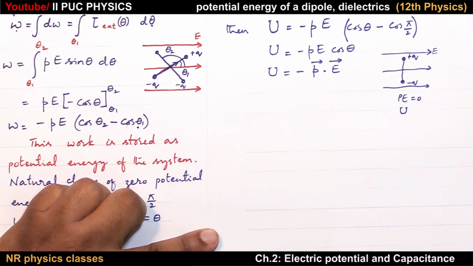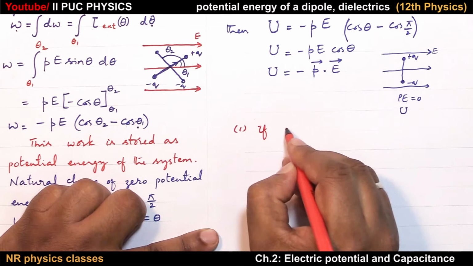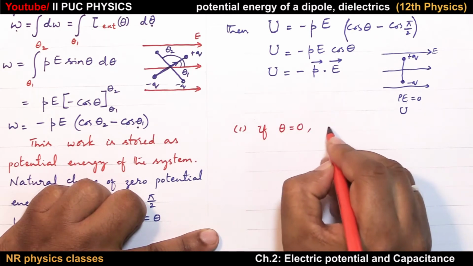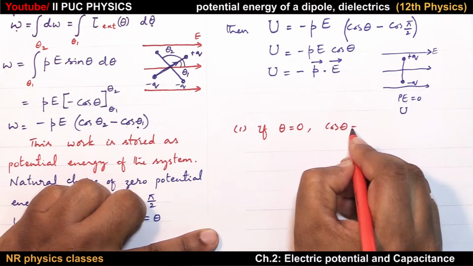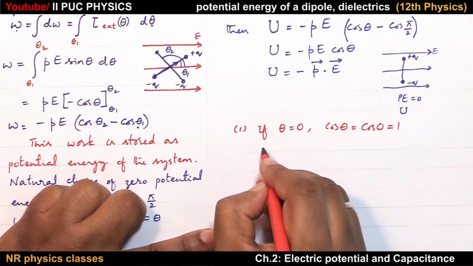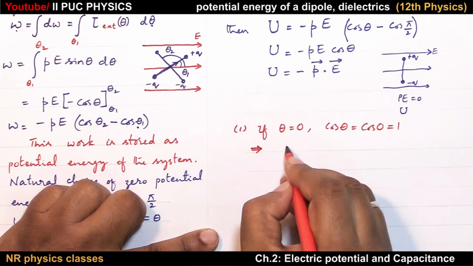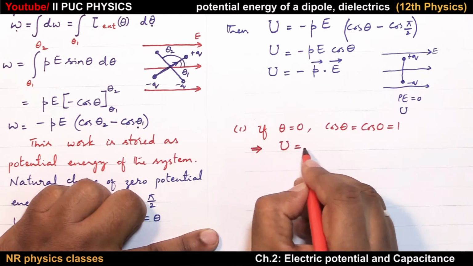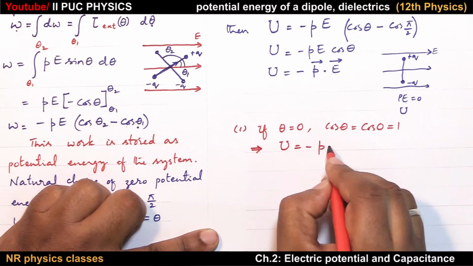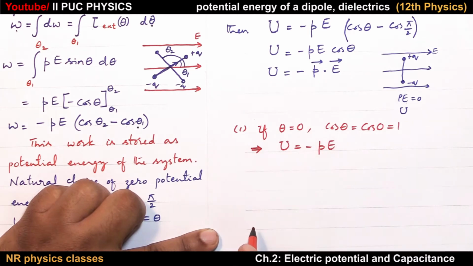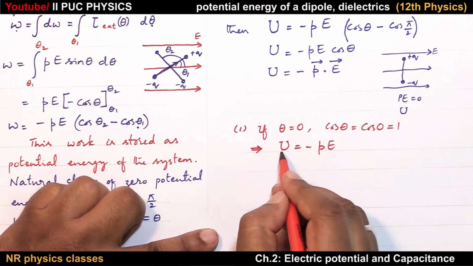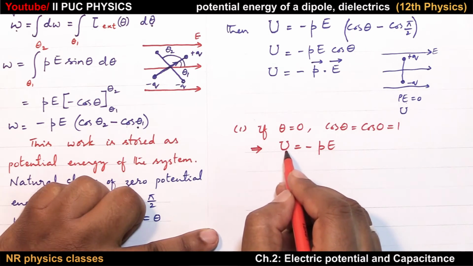Now, special cases. If theta equal to 0, then cos theta equal to cos 0 equal to 1. This is 1, therefore minus P into E. With a negative sign, P into E means this is the minimum potential energy.